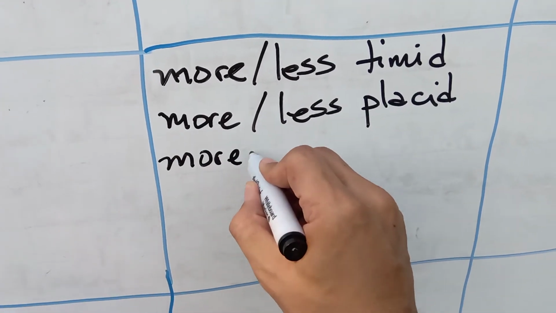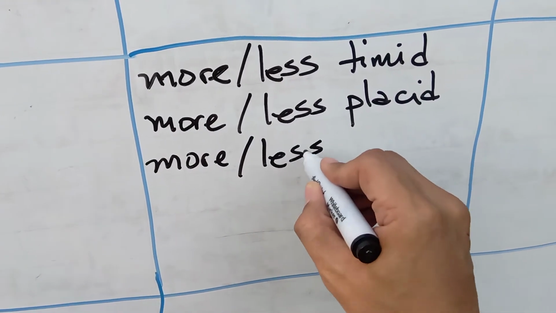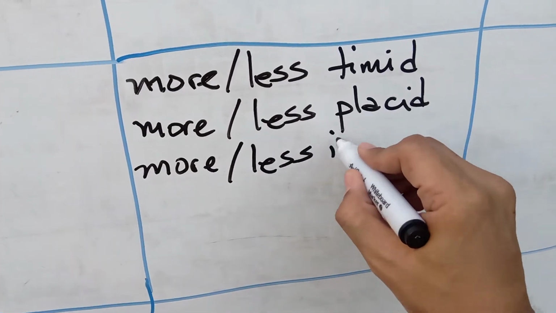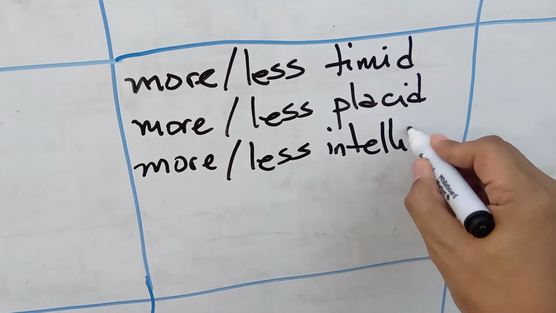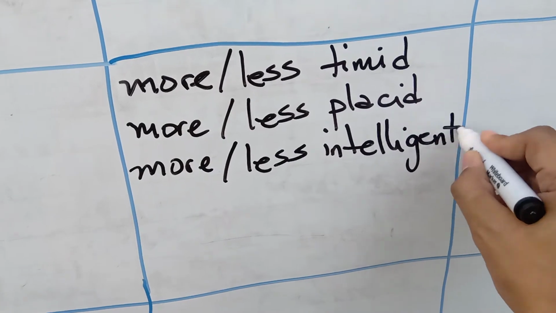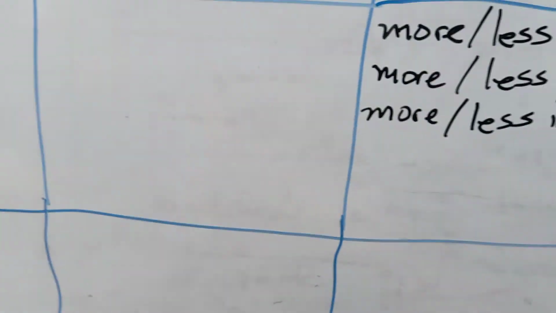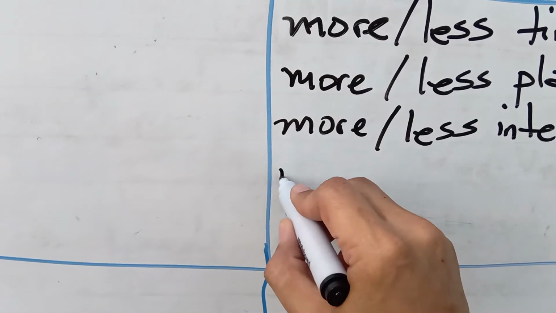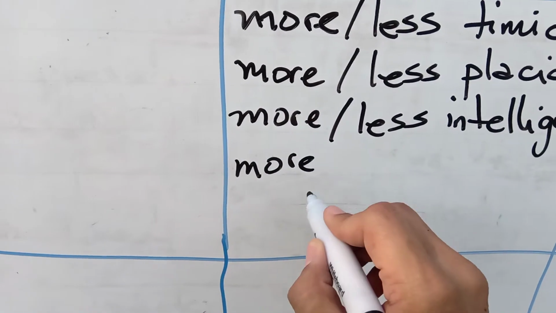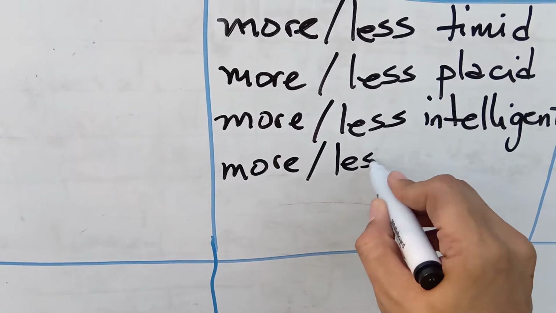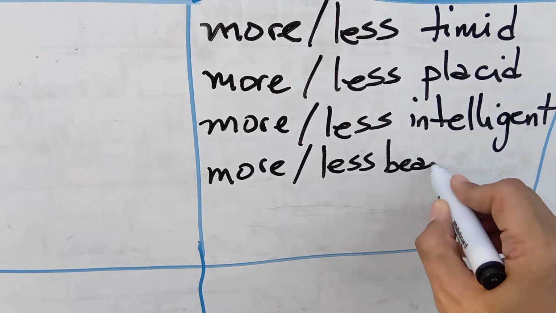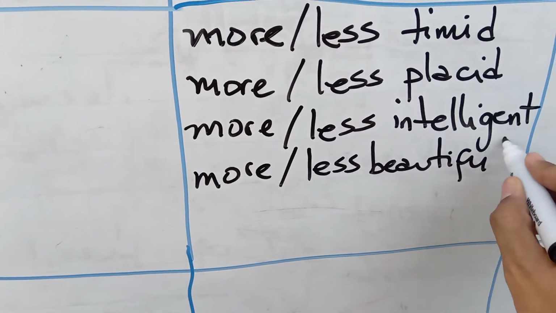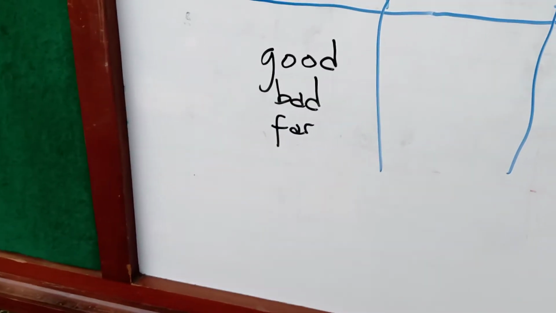More or less intelligent. And for beautiful, the same thing. More or less beautiful. We have one more group.